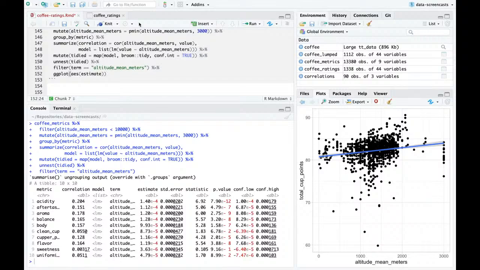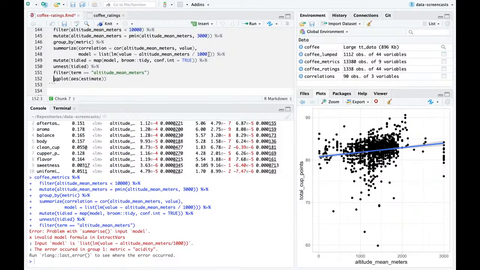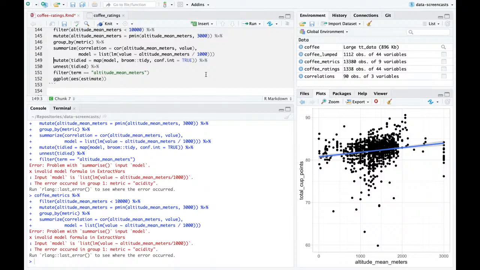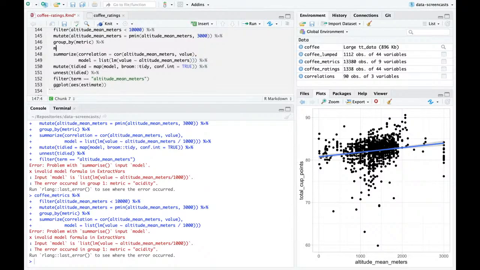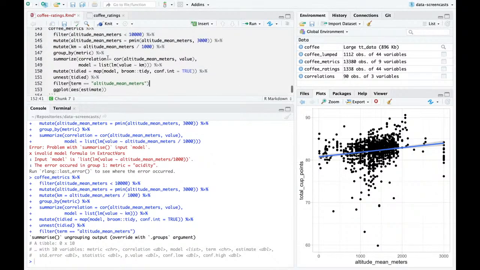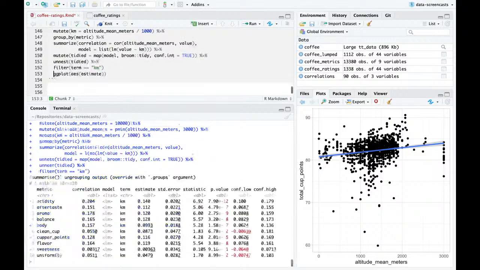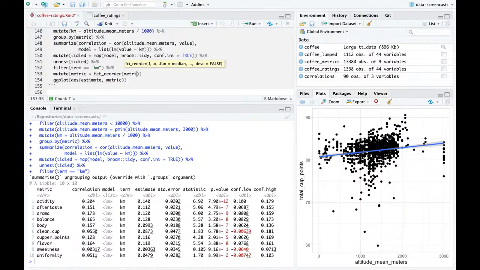Let's see. I'm actually going to do altitude mean meters over 1,000 to make this out of kilometers. Oop. It doesn't like the over 1,000. Oh, yeah, okay. I'm going to do mutate km equals this. I'm going to rewrite this a little. Yeah, I can't quite do that. There's a workaround, but the workaround doesn't matter. Equals km. I just wanted these estimates to be on a reasonable scale. So then what I do is I say, all right, I have my estimate. I do it by metric. I do mutate metric equals fct_reorder metric.